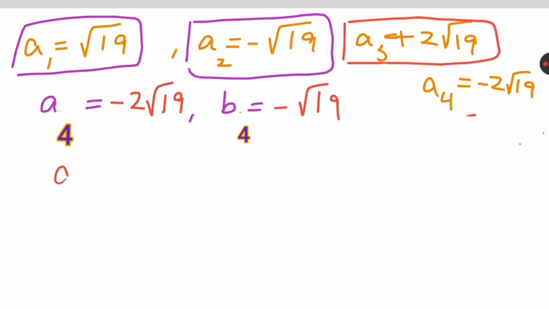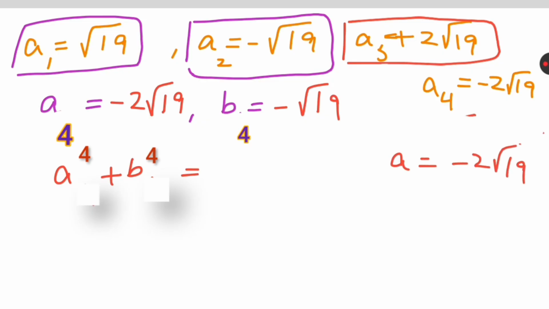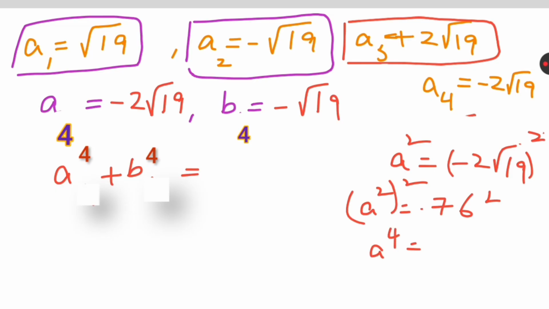Now we need to find a power 4 plus b power 4 value. So a value is minus 2 root 19. If you do square on both sides, so this minus turns into plus. 2 power 2, which is 4, times root 19 whole square, which is 19. So 4 times 19, the value is 76. So that is a power 2 value. If you do again square on both sides, then we are going to get a power 4 value, which is 76 whole raised to power 2. The value is 5776. Just write 5776 plus.